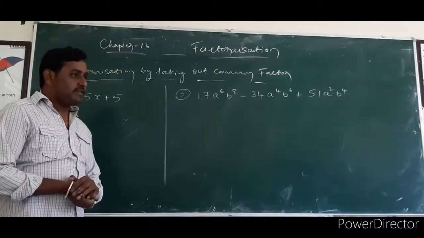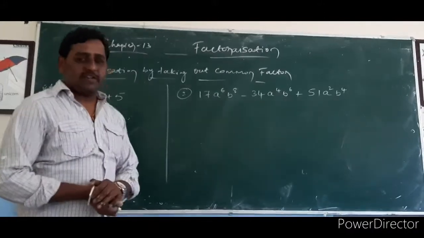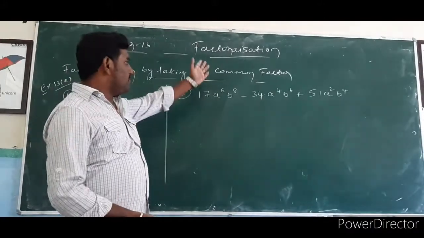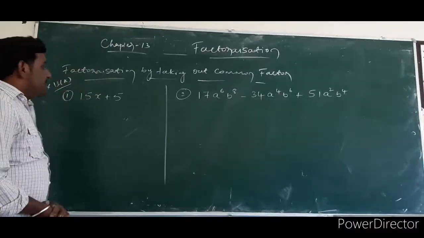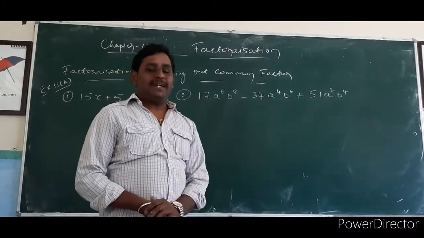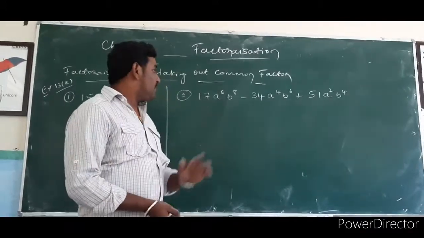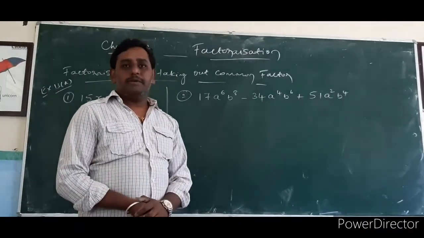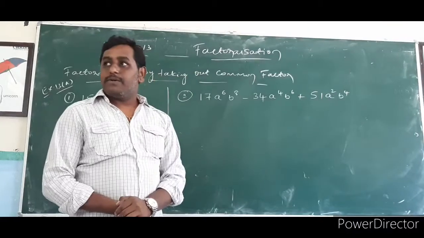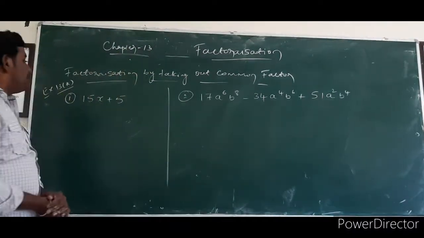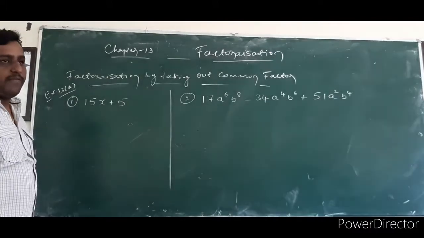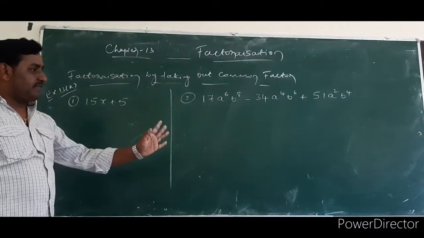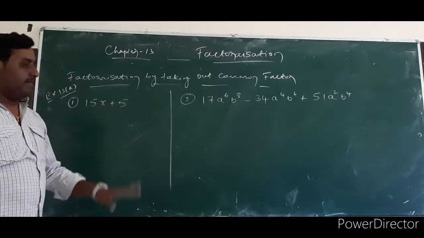So today's class we are going to discuss a new chapter in algebra, that is factorization. In factorization we have to find factors for a given polynomial by different methods. The first method is factorization by taking a common factor outside. Taking a common factor means you have to take a common factor for all the terms of the polynomial.